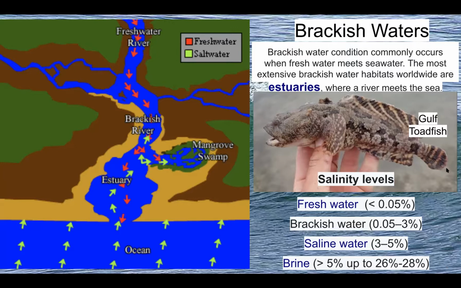So we can have various levels of salinity, and that will determine what type of water we call it, whether it's freshwater, brackish water, or saline or brine waters.